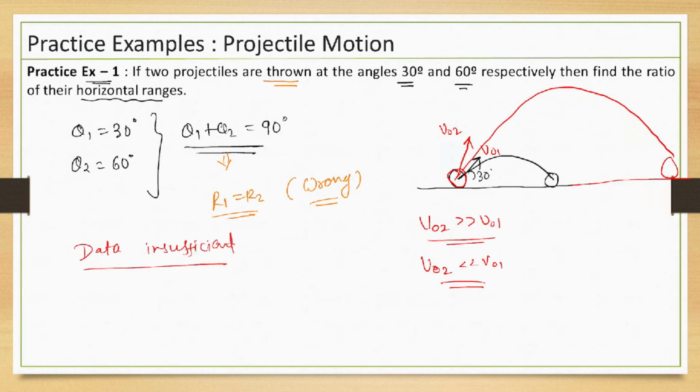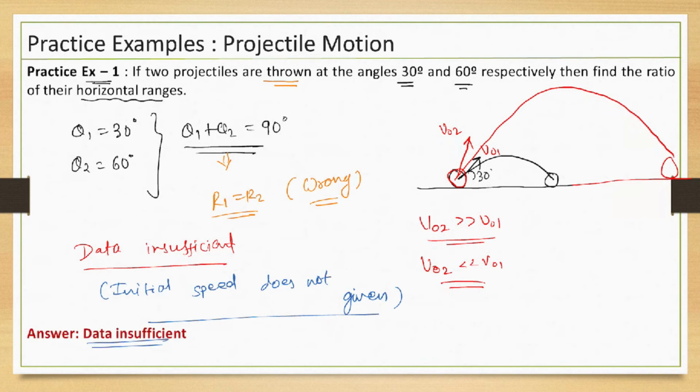data insufficient. Why insufficient? Because the initial speed is not given. So for this we are not able to give the answer, and our answer is data insufficient. All of you, note this example in your books, then after that we go to the next one. Note it.